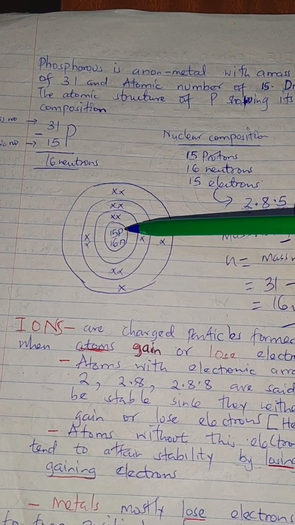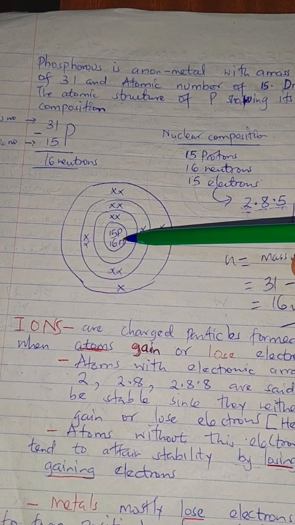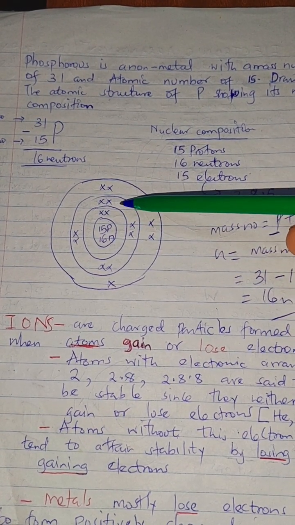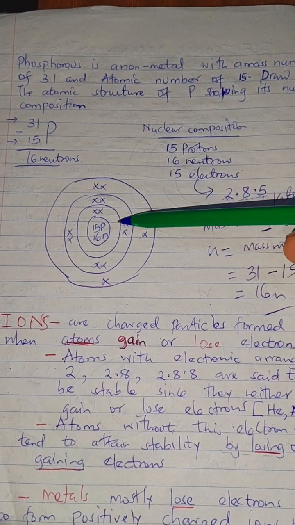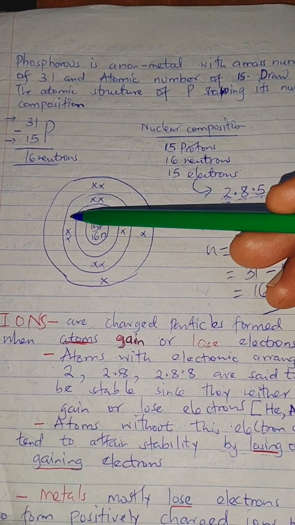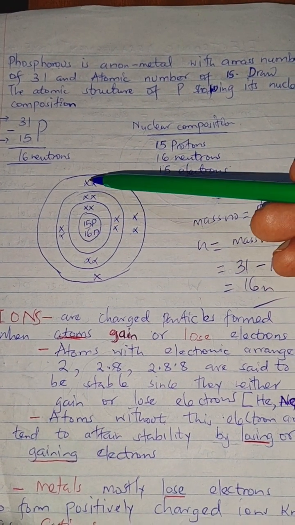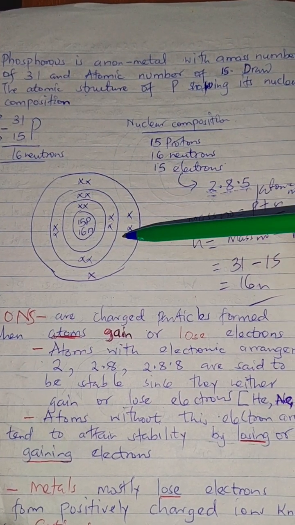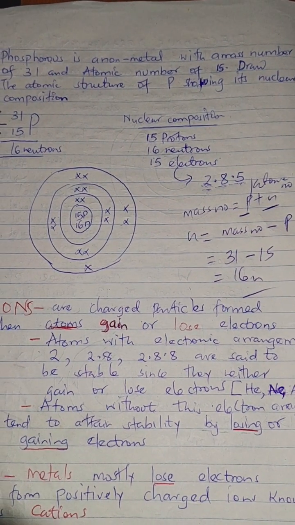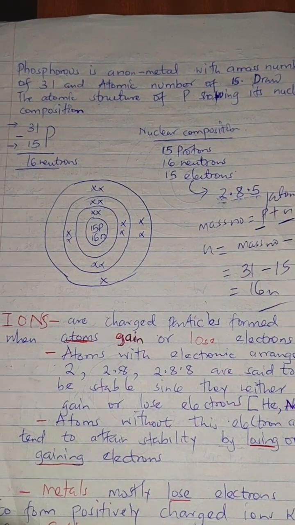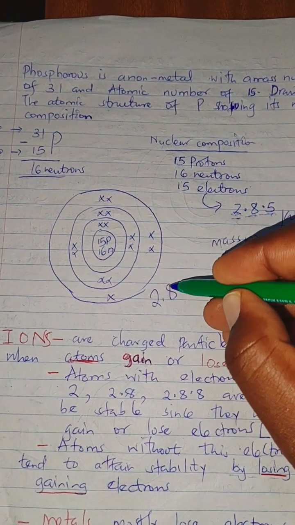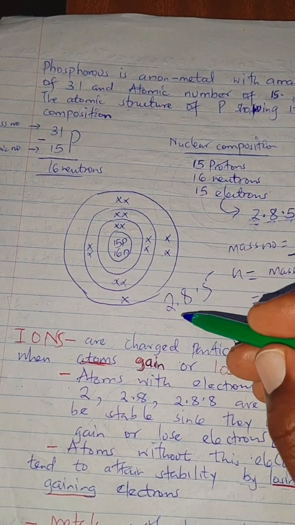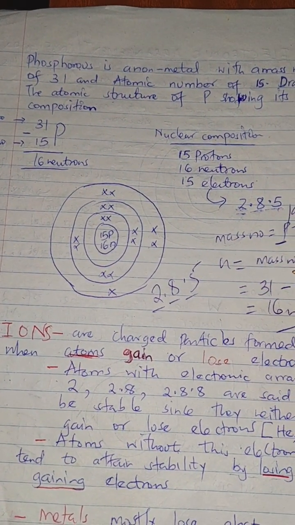So first we have the nucleus, protons and neutrons in the nucleus. We have 2 electrons in the first energy level, 1, 2, 3, 4, 5, 6, 7, 8 in the second, and 5, 1, 2, 3, 4, 5 in the third energy level. Using configuration 2:8:5, it has 3 occupied energy levels.